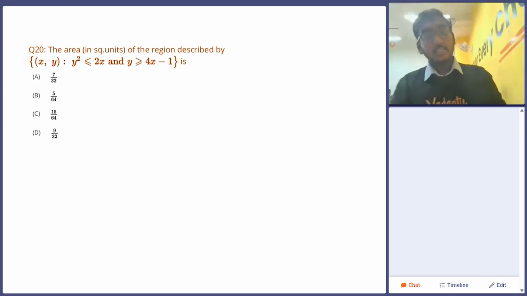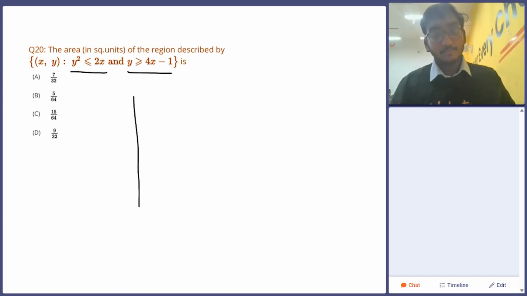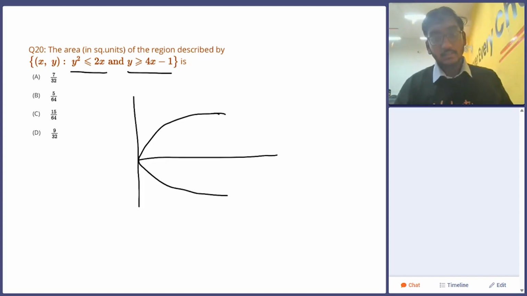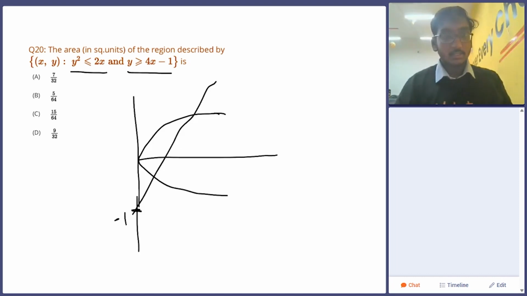Yes, this question is from area bounded by curves. Okay, they have given 2 different curves. We'll just plot it in the graph. Okay, y square less than or equal to 2x is one curve. It will be a parabola like this, right? And another straight line they have given, that is what? y greater than or equal to 4x minus 1. Okay, it will pass through -1. It will be somewhat like this.